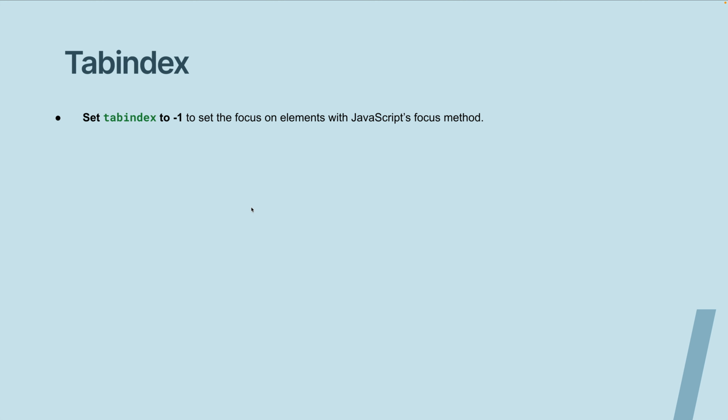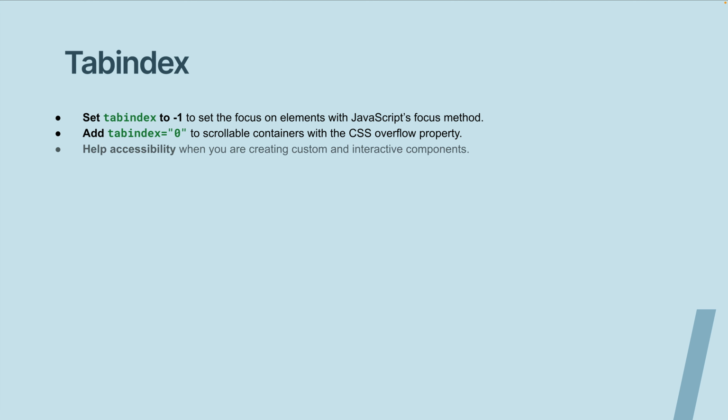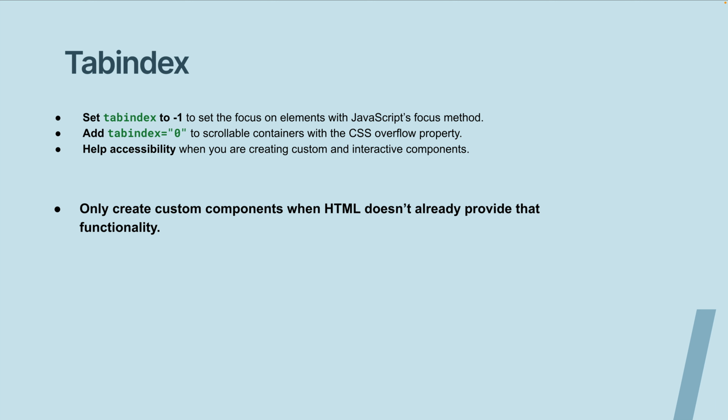So set the Tabindex to -1 to set the focus on the element with the JavaScript focus method, and then add Tabindex equals 0 to scrollable containers with the CSS overflow property. This helps accessibility when you're creating custom and interactive components. Only create custom components when HTML doesn't already provide that functionality. For instance, use the button element instead of a div element for buttons.